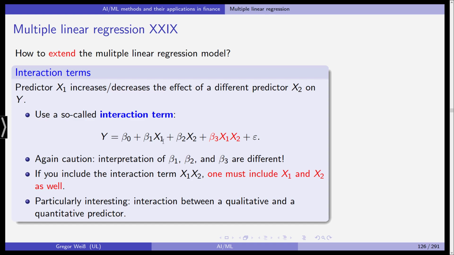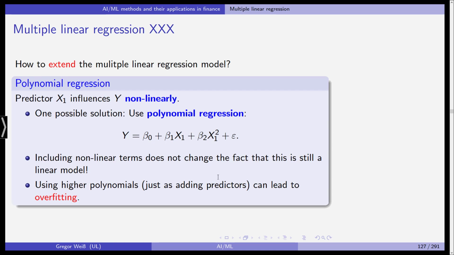This is particularly interesting when you have an interaction between a qualitative and a quantitative predictor. For example, imagine x1 is income and x2 is gender, male, female. In this case, the interaction term beta 3 would measure the effect of gender on income, on say health, if the response is health. So how much does gender affect the effect of income on health? Quite interesting. And beta 1 and beta 2 would be the isolated effects, for example, for male and female. That's quite interesting when you combine a qualitative and a quantitative predictor.